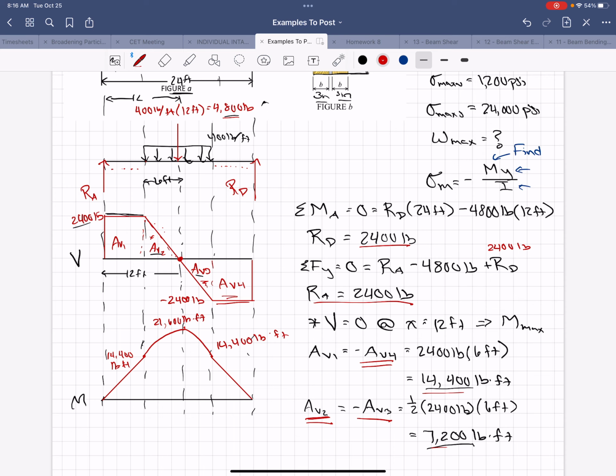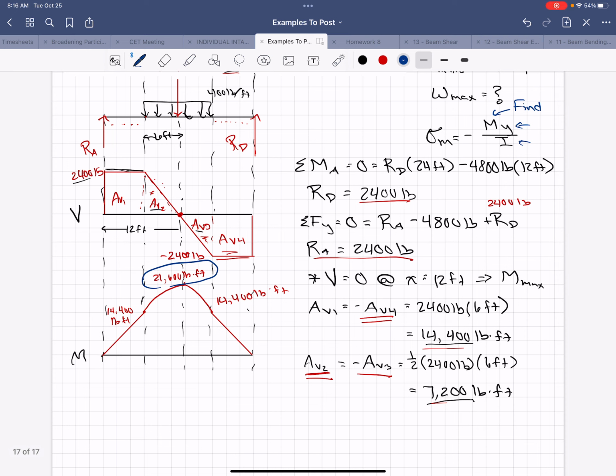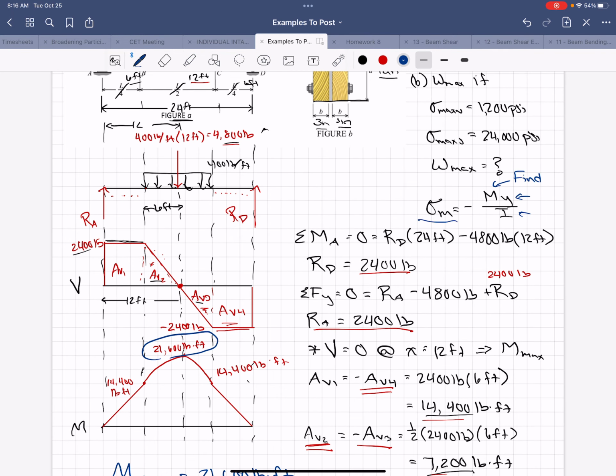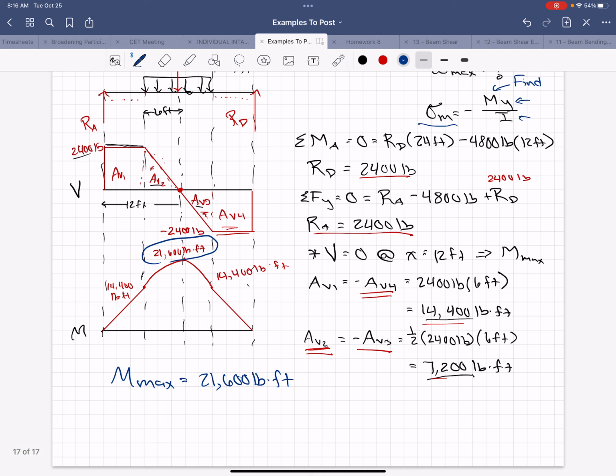The most important part of this is the M max. That's why we had to do all of that. So we get an M max equal to 21,600 pound-feet. Okay, so we're supposed to find sigma max. So now we have M max. So we have the M, now we need to find the Y and the I.